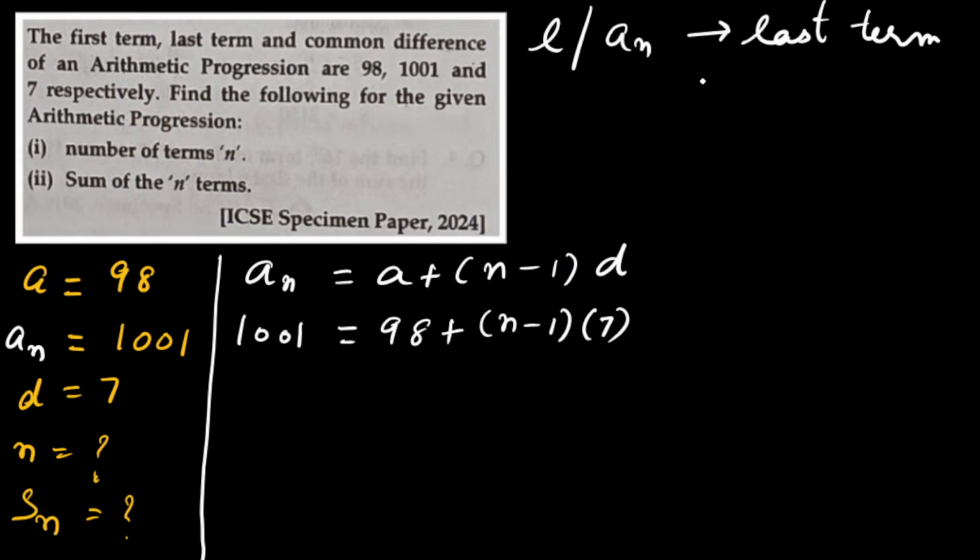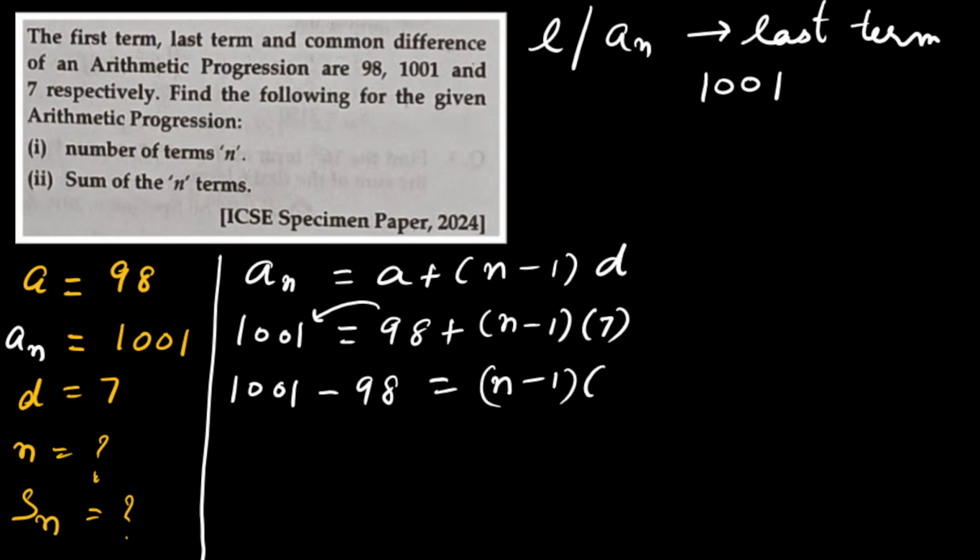is 7. So 1001, 98 first of all will shift to other side, it will get subtracted. 1001 minus 98. So here we'll get n minus 1 into 7. So after subtracting, what will we get? 98 we have to subtract, we'll get 903, because here 9 and here also 9.